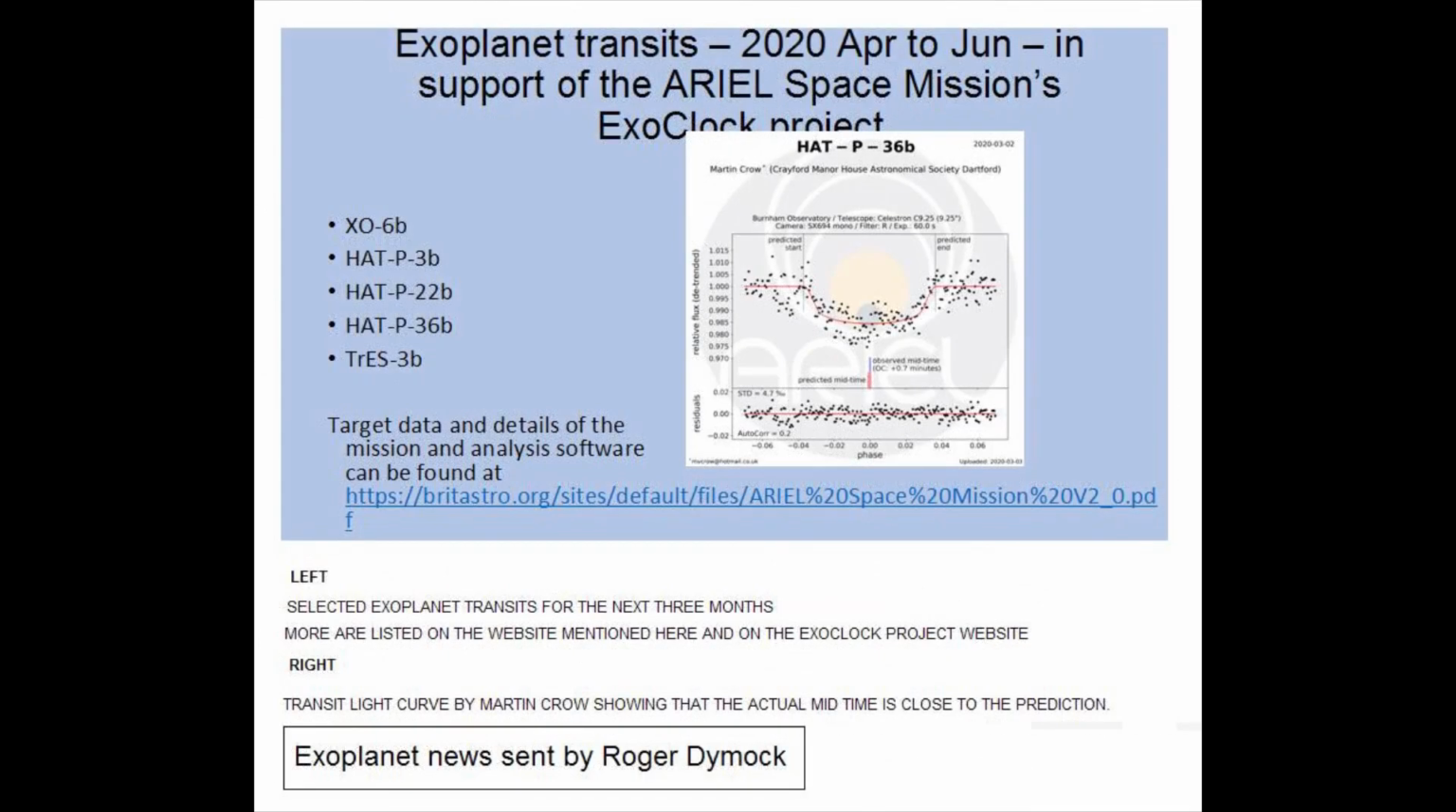Another thing that association members are interested in, and Roger Dimmock in particular, is exoplanets, and he'd like me to mention that there are several exoplanet transits coming up during the next 3 months. All the full details are given on the section website, and we've actually got a result here in the little inset, a transit light curve by Martin Crowe, showing where the mid-time of the planet transit was very close to the predicted time. So more details of that.